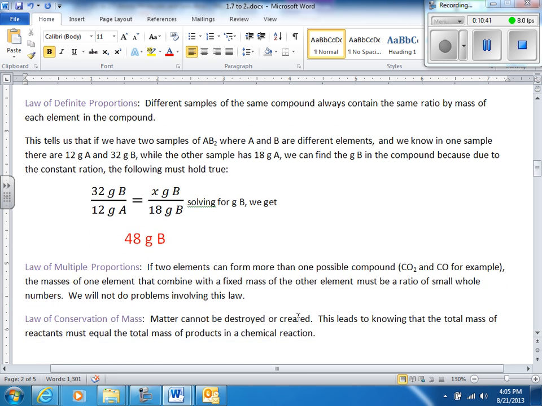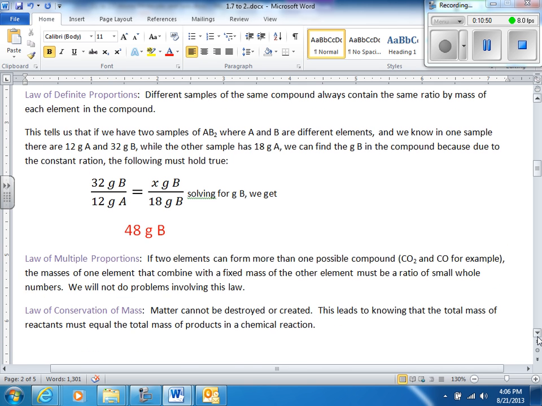Conservation of mass, we cannot create or destroy mass. And this leads us to know that when we have a chemical reaction, the mass of the reactants must equal the mass of the products.